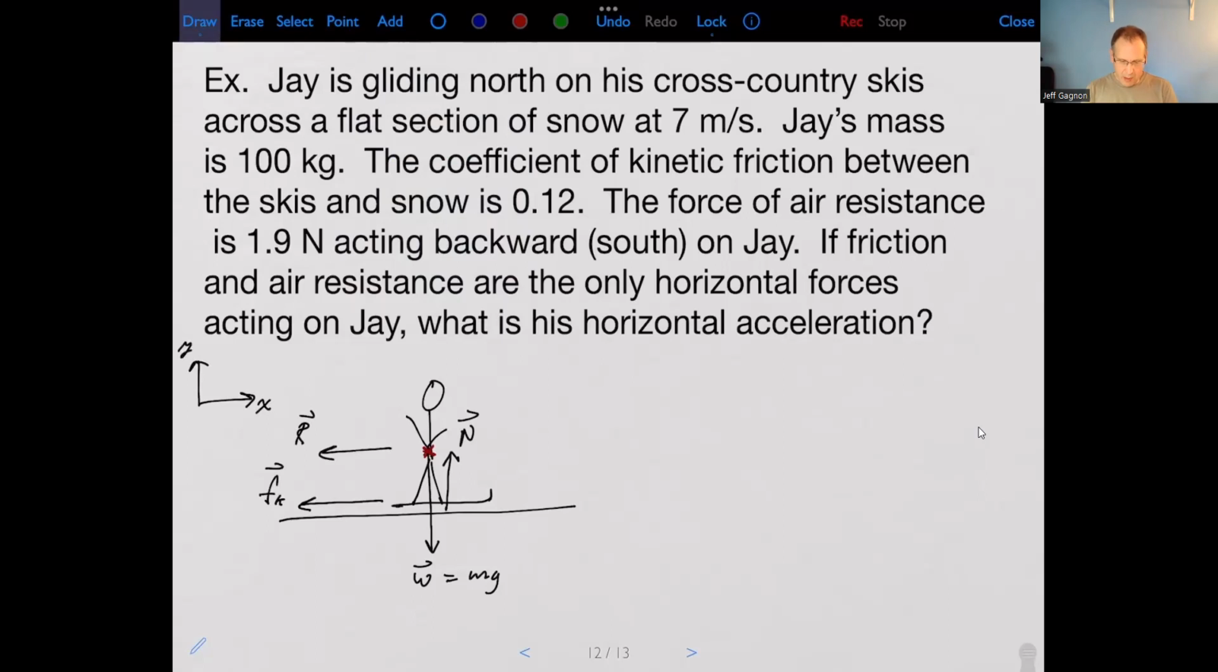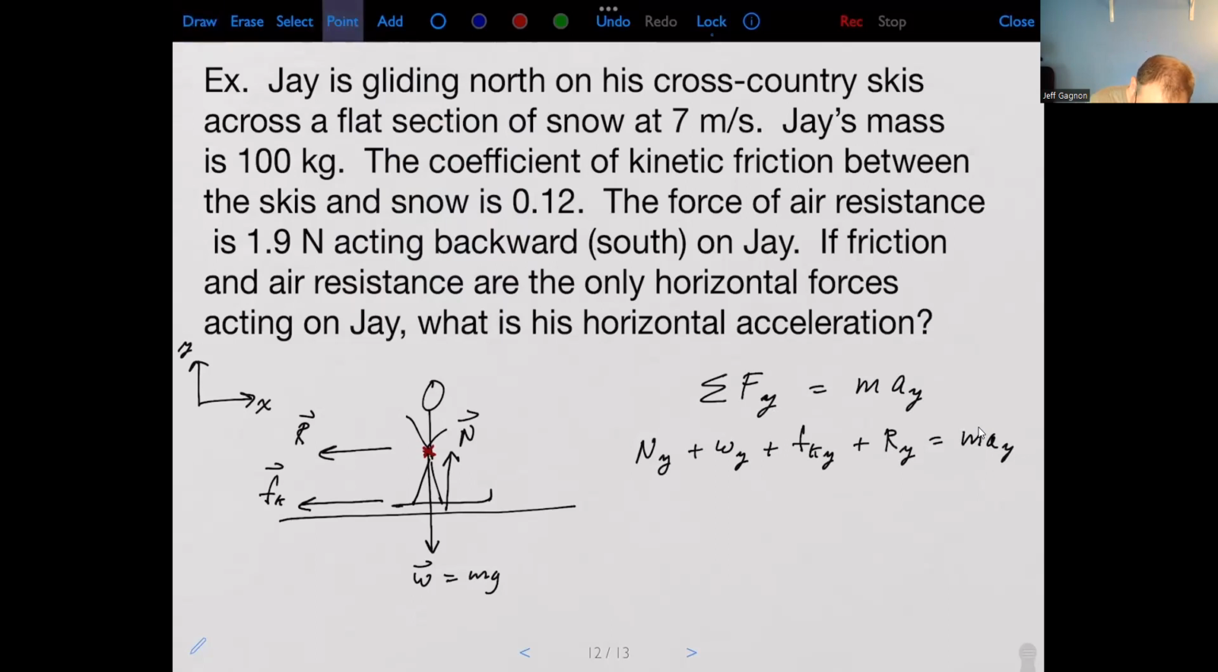Okay, so let me apply Newton's laws, and I'll start with the Y direction. So I have the sum of the forces in the Y direction equals MAY. So I want the Y component of the normal force plus the Y component of the weight plus the Y component of the kinetic frictional force plus the Y component of the wind force. That's going to equal MAY. But again, I don't even need any trig in this example because these vectors are right along the axes. So it's easy to figure out, right?